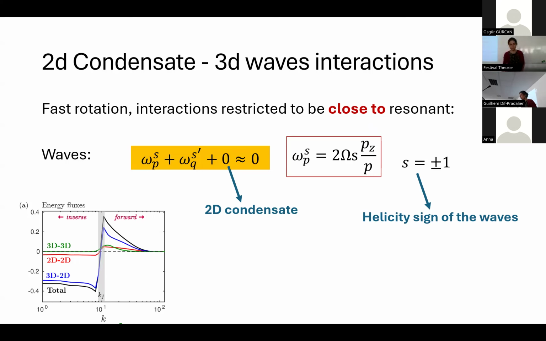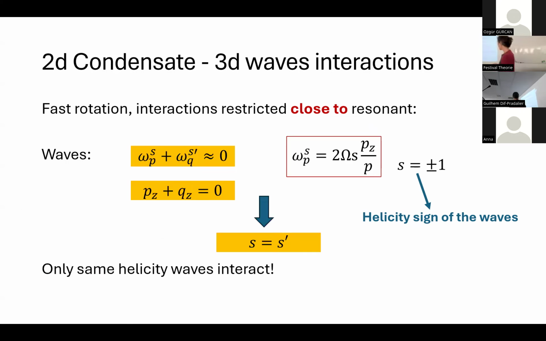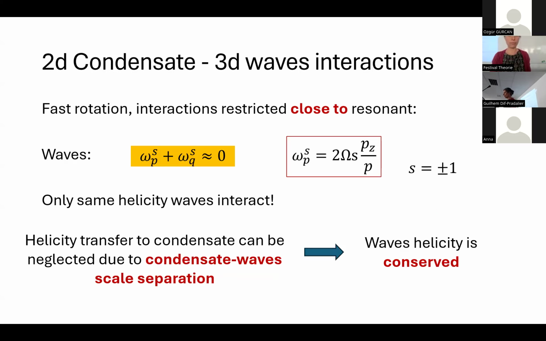But that implies that you can only have interactions between wave and condensate for same helicity waves. If the waves have a different helicity, then they're off resonance and they don't interact. You can see that by taking this relation and plugging this in: you get PZ times S plus QZ times S, and that happens on the same side, so one over P equals one over Q. So you can only have interactions between same density waves.